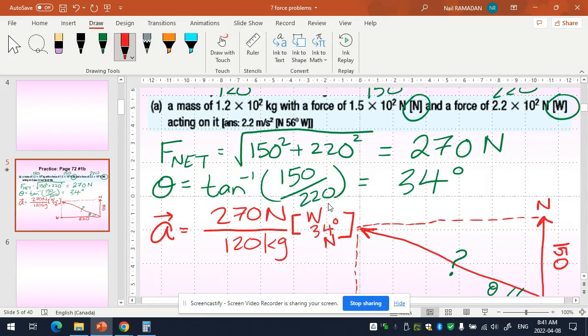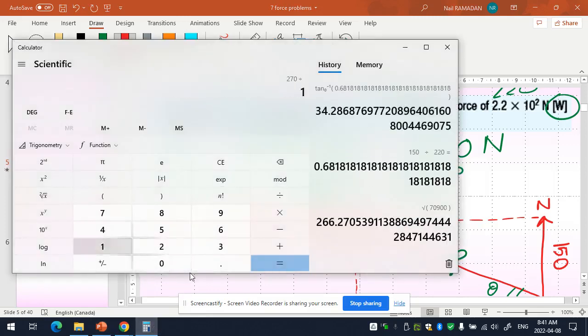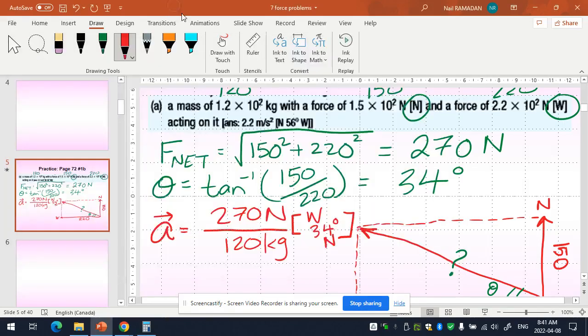What is 270 divided by 120? It definitely is 2 point something, because 120 could fit into 270 twice. So apparently, 270 divided by 120 is 2.25. What is 2.25 up to 2 sig figs? 2.3.